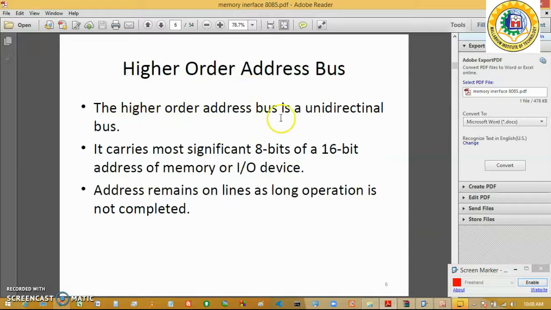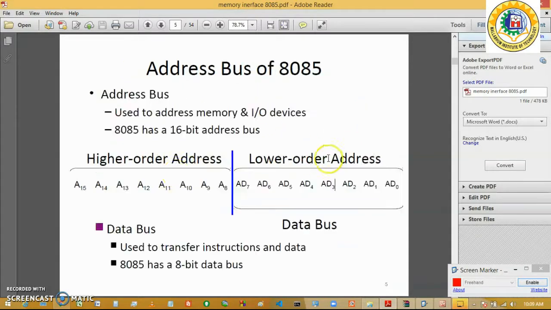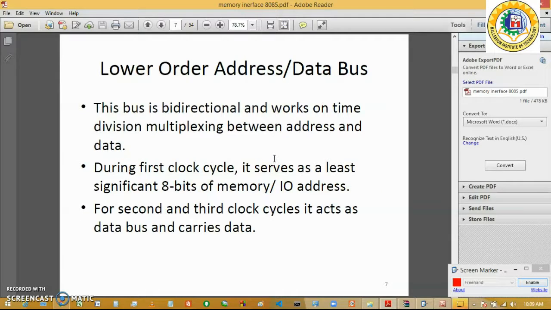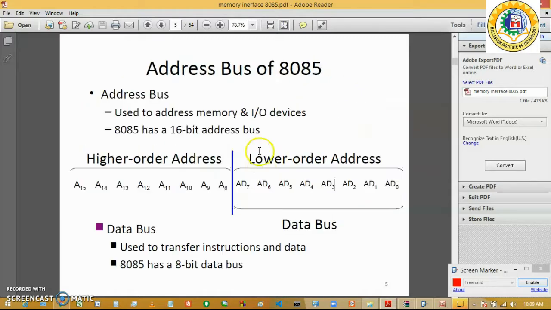Next, the higher order address bus. The higher order address bus is a unidirectional bus. It carries the most significant bits, the MSB, of the address, and it has nothing to do with data carrying. Now the lower order address data bus is used to multiplex the address as well as data. As I have said, whenever the ALE signal is high, this is used as an address bus. When the ALE signal is low, it is used as a data bus.